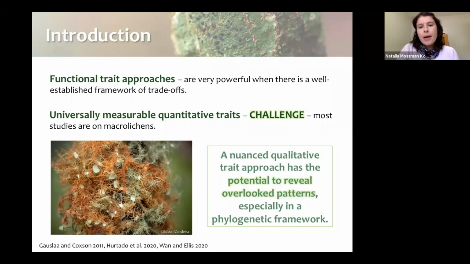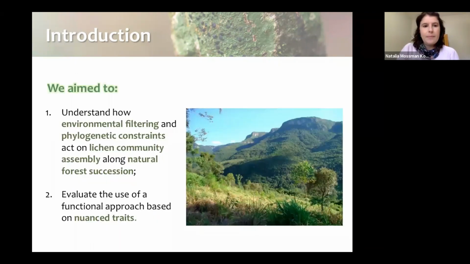However, universally measurable quantitative traits are a challenge for lichens because of the greater variation that they have of different growth forms, for example. And that's why most studies are on macrolichens using quantitative traits. So I think that a nuanced qualitative trait approach has the potential to reveal overlooked patterns with normal quantitative trait approach, especially in a phylogenetic framework and including all types of lichens.